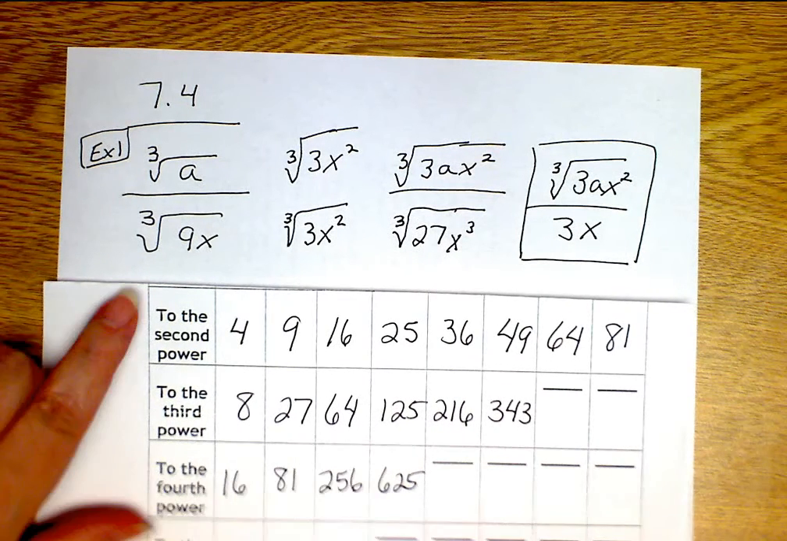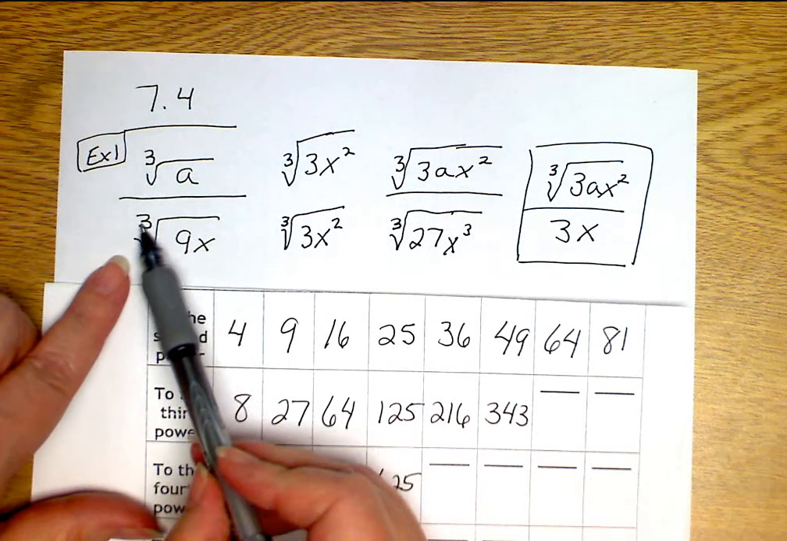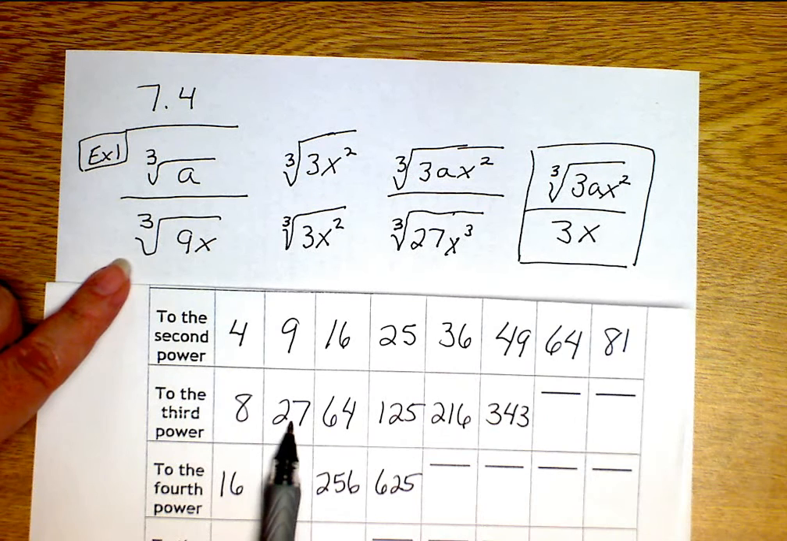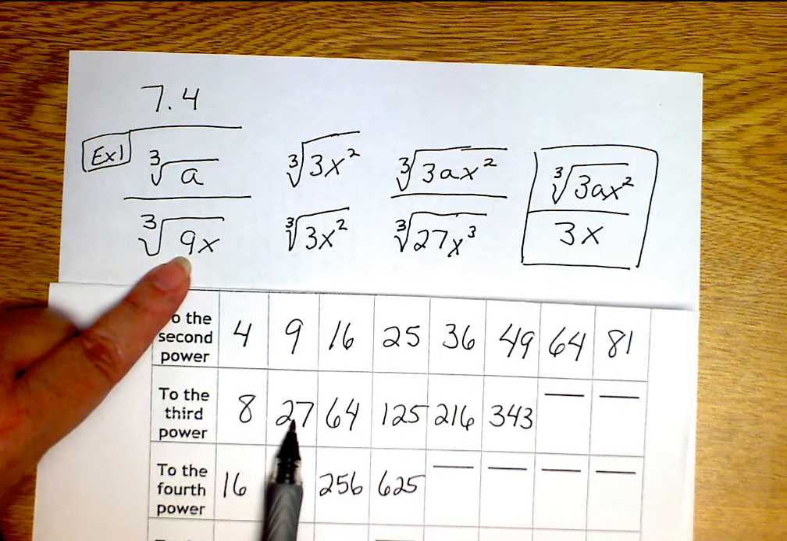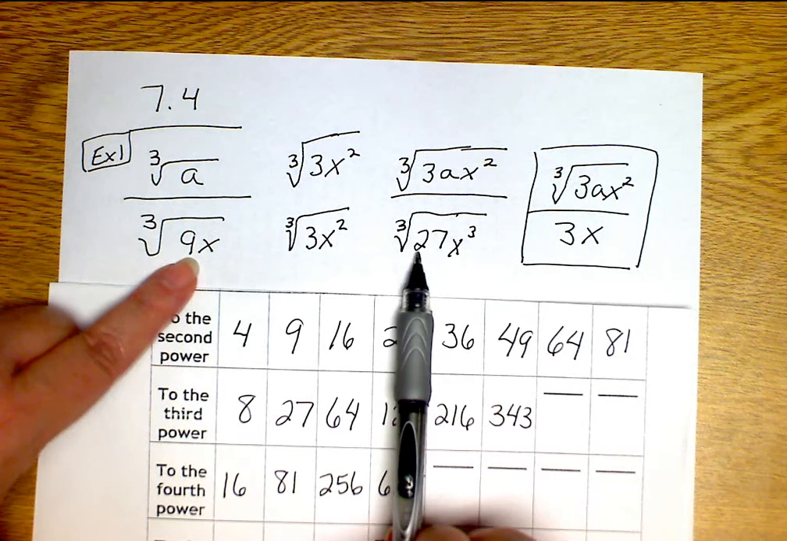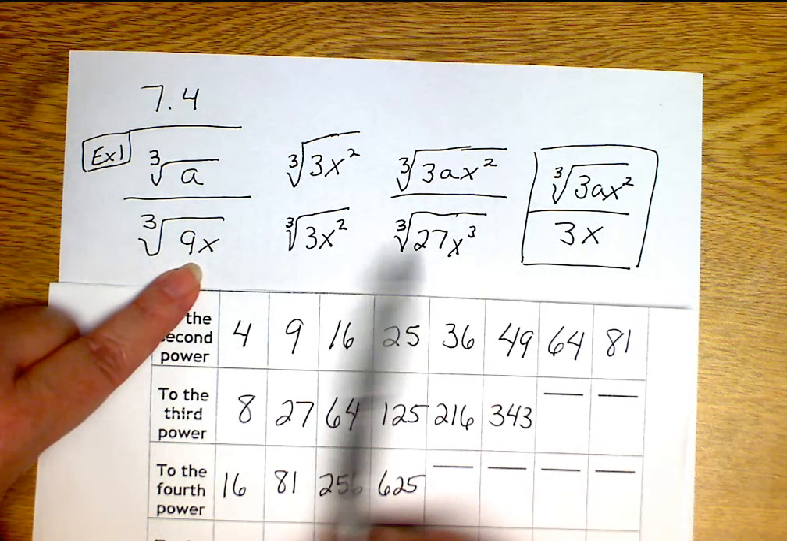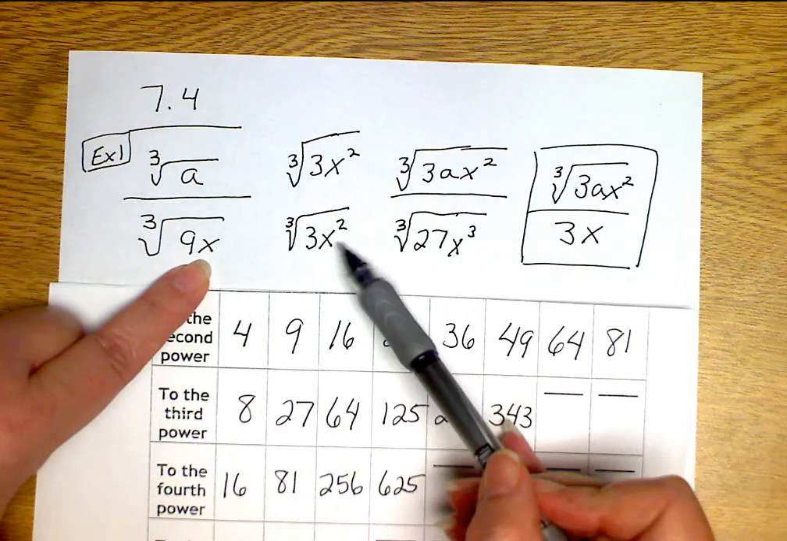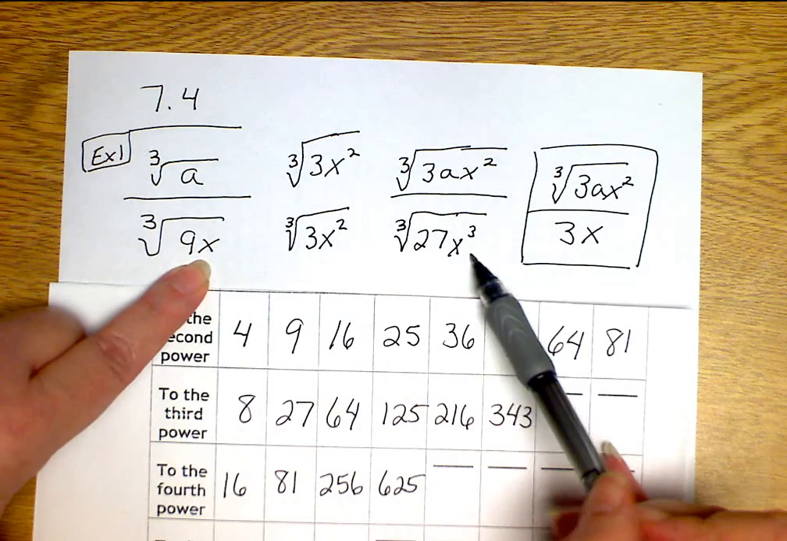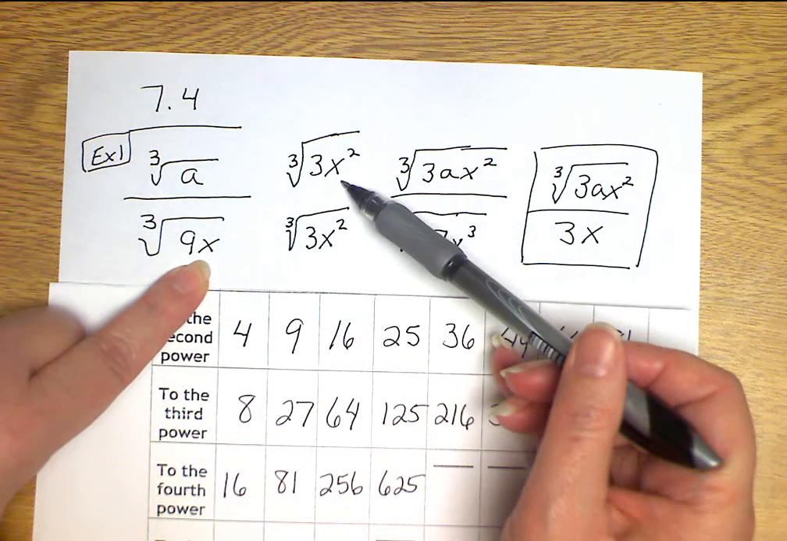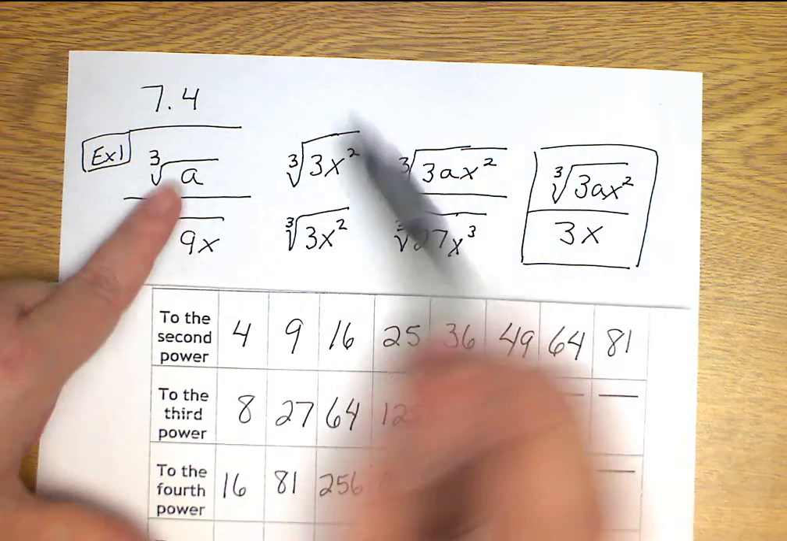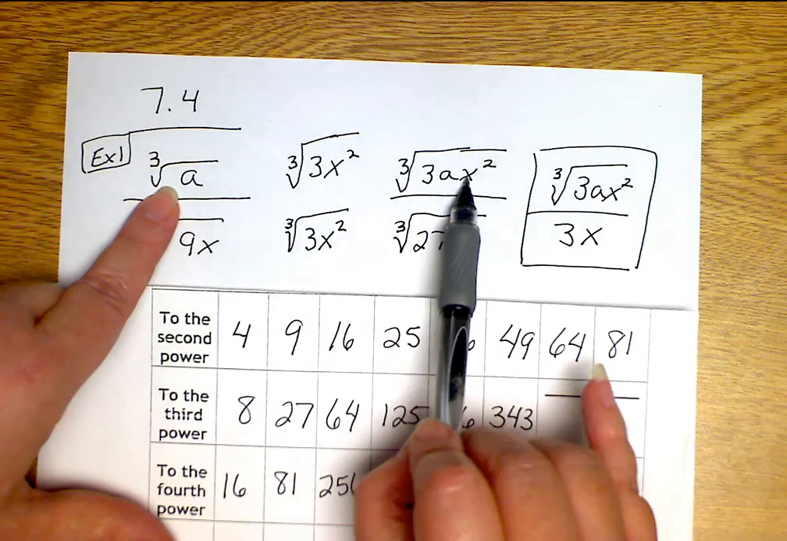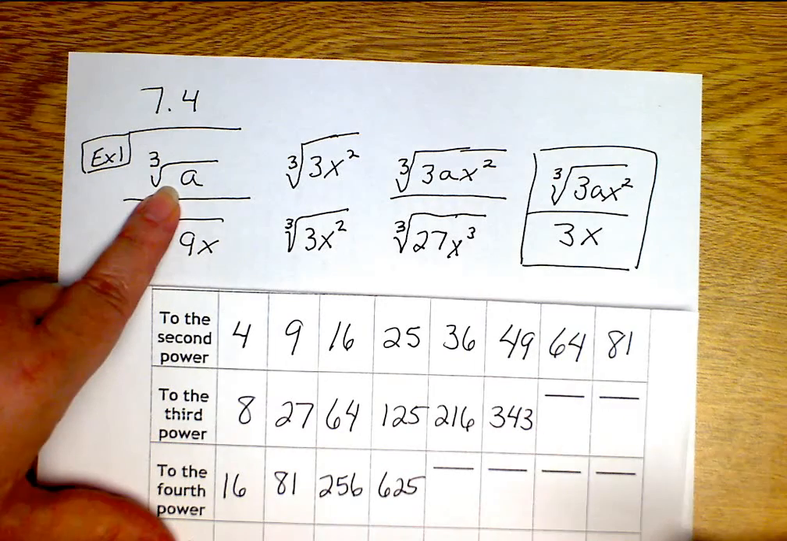So, again, a recap. We started with the cube root of 9. But 9 is not a perfect cube, so we want a perfect cube. 27 would be the first one that 9 would go into. So, 9 times what gives me 27? 3. We need 3 x's under there, but we only had 1, so we have to do 2 more. Whatever you do to the bottom, you must do to the top. And then you multiply across. So 3 times ax squared is 3ax squared. Right? Okay. Here we go.